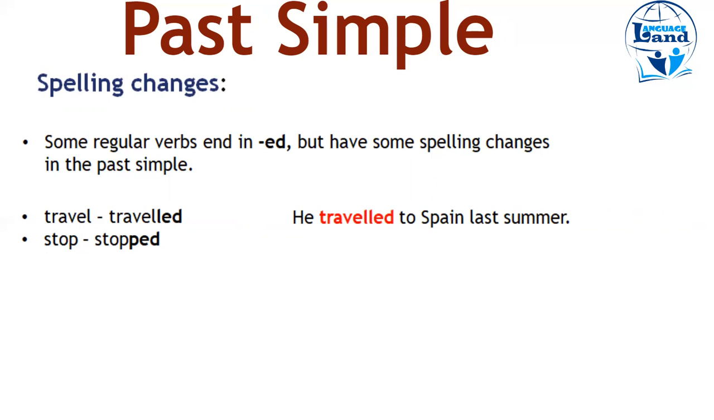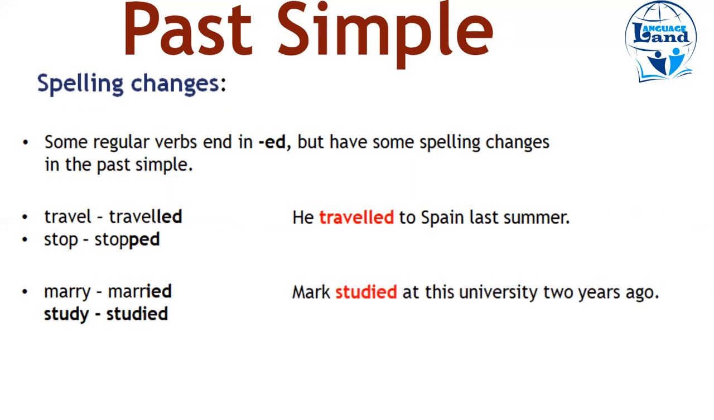Also, the verbs such as marry, study, which end with a consonant plus Y, will change the letter Y into I plus ED. For example, Mark studied at this university 2 years ago.